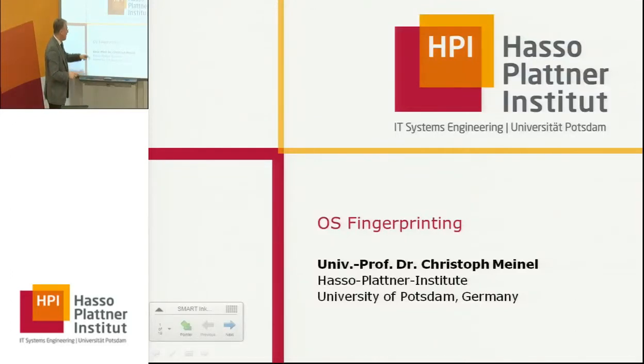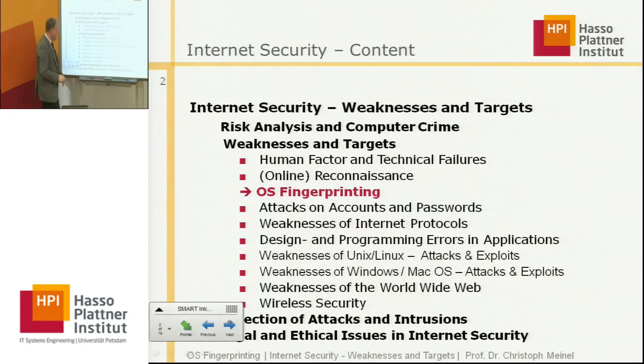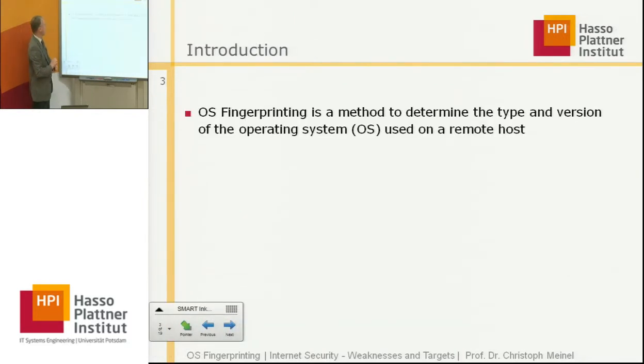This is about operating system fingerprinting, OS fingerprinting. We are here in the main chapter of our lecture about weaknesses and targets. We have already discussed online reconnaissance, and we will continue with this now when we speak about operating system fingerprinting. OS fingerprinting is a method to determine the type and the version of the operating system that is used by the remote host, the host I want to attack.